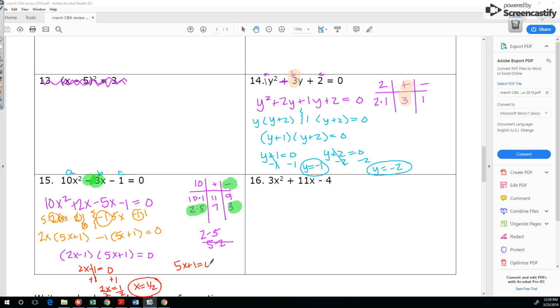5x plus 1 is equal to 0. Subtract 1, and divide by 5. So my two solutions are 1/2 and negative 1/5.